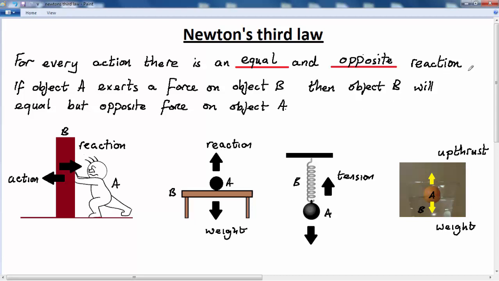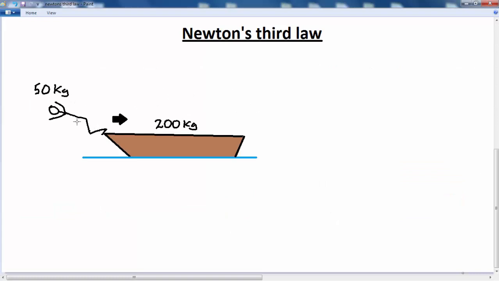It's actually a little bit tricky answering this question, and to do that let's have a look at the following illustrations. First of all, we've got somebody jumping off a boat on a lake. The boat weighs 200 kilograms and the person weighs 50 kilograms for example, and they jump off and they push with a force of say 100 newtons. Now Newton's third law says if this person pushes against the boat with a force of 100 newtons, then the boat will push back on the person with a force of 100 newtons. So we have the action and the reaction.